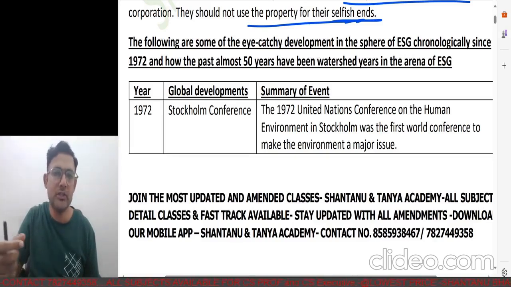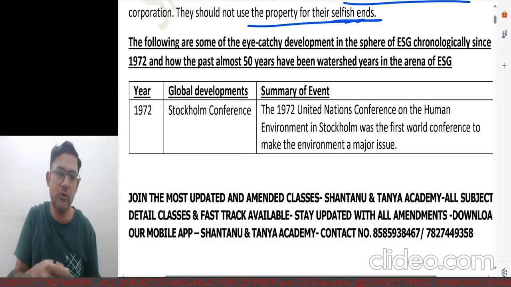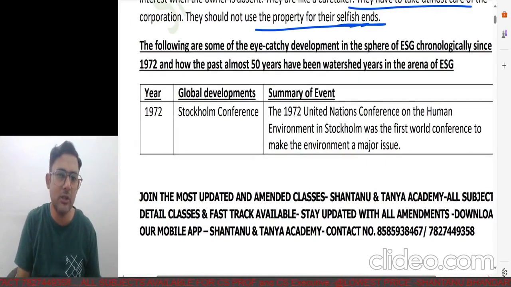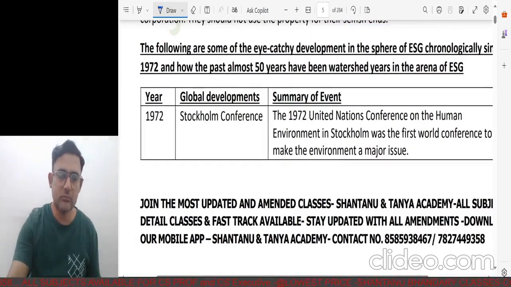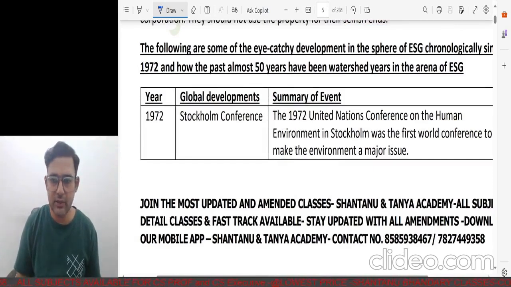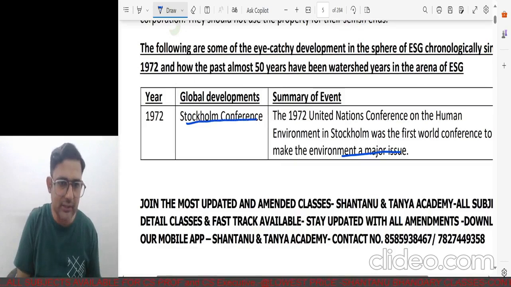So what I'll do here, for example, if you talk about the Stockholm conference, you don't really need to memorize everything that's written under the heading summary of events. In the Stockholm conference, you can just mention that it took the environment as its major concern. So you can see here it says talking about the environment as a major concern. Just underneath that, write: Stockholm conference, it's all about environmental concerns.